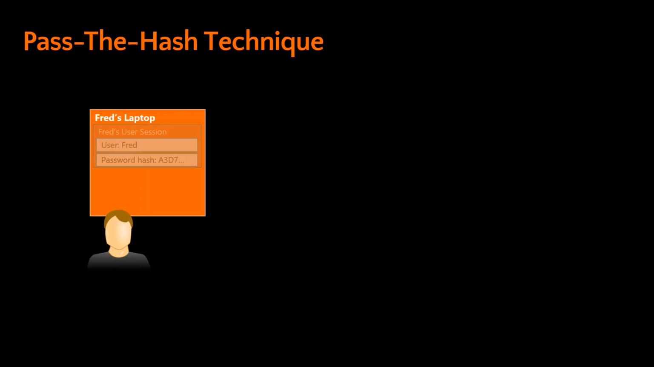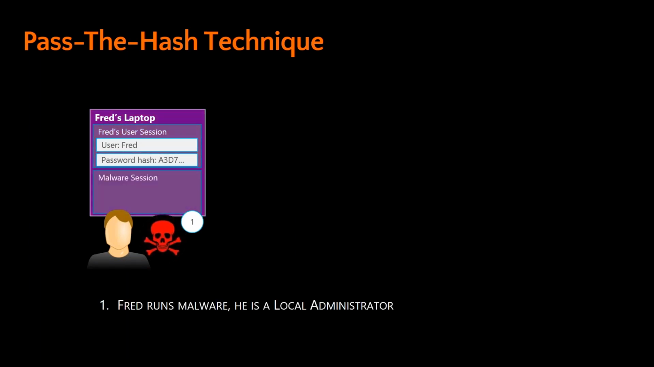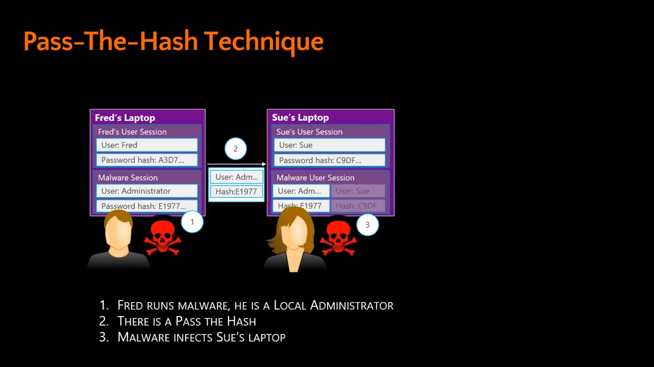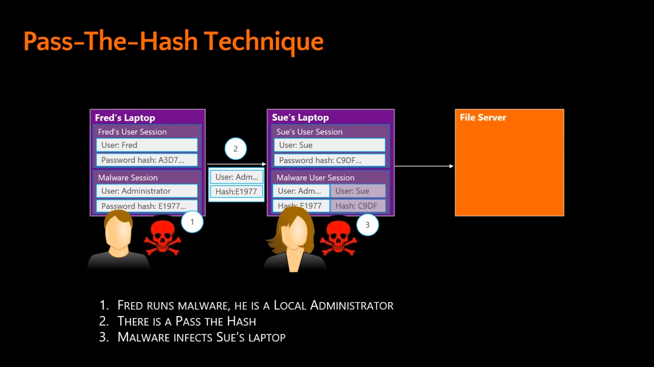So let's go to the demonstration. The situation can be like this. Fred's laptop is compromised. He's a local admin. The attacker is using the hash of the local administrator to pass the hash to another laptop, SU laptops. And from SU laptops, the malware can reach the file server. Simple, plain attack. But let's do something different.